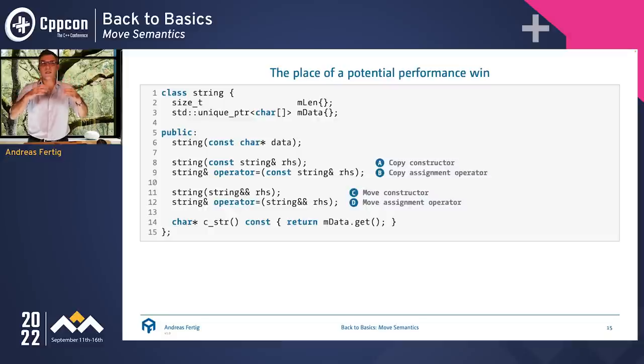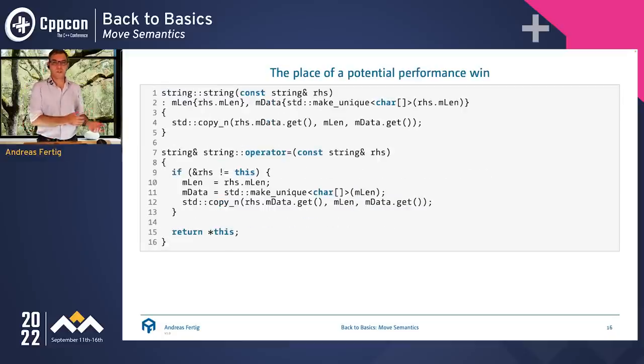And now you can see the principle is the same. They are simply different overloads to the existing ones. Instead of saying const string ref, I'm saying string double ref. And it's the same as with the function I showed you before. These two, C and D, are supposed to catch temporaries, so everything we move into our std string. And then finally, in line number 14, we need a C string function to convert our string to a C string for printing it out, right?